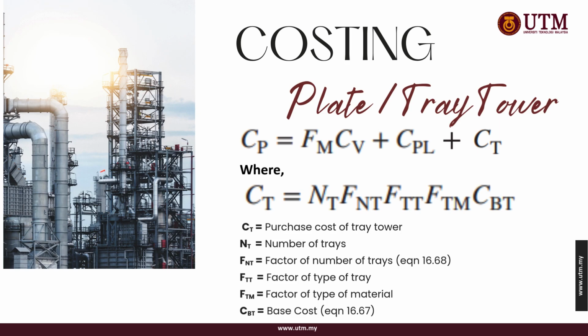For the costing of a plate and tray tower, we should add CT, which is the cost of the installed trays, given by CT equals NT, FNT, FTT, FTM, and CBT. CT is the purchase cost of the tray tower, NT is the number of trays, FNT is the factor for number of trays, FTT is the factor for type of trays, FTM is the factor for type of materials, and CBT is the base cost.